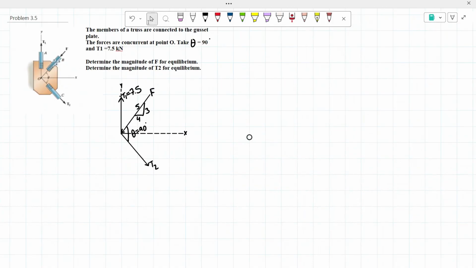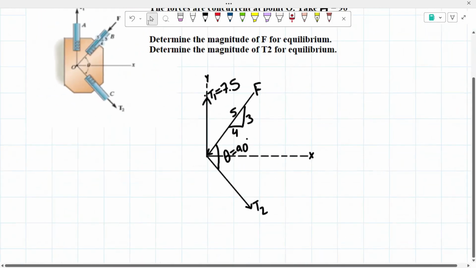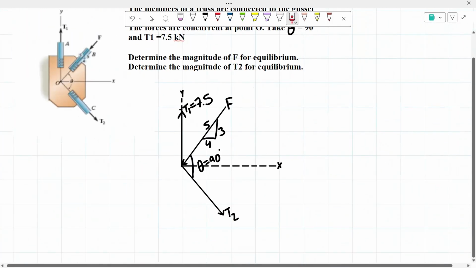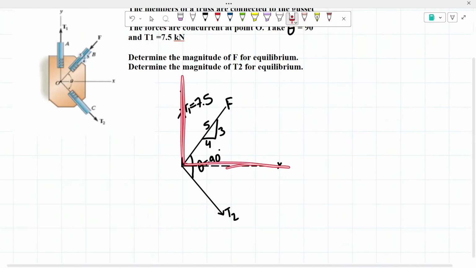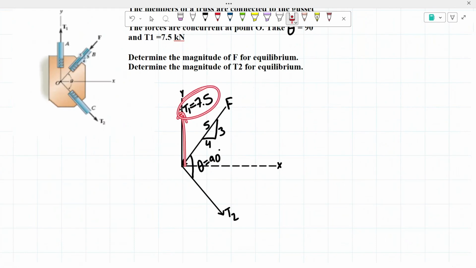So now that we have our free body diagram, here we have our x-axis, our y-axis, we have T sub 1 right here, which remember is 7.5 kilonewtons. We have our force coming right here, and remember it is given to us that this is a 3, 4, 5 triangle right here, that theta is 90 degrees, and T sub 2.